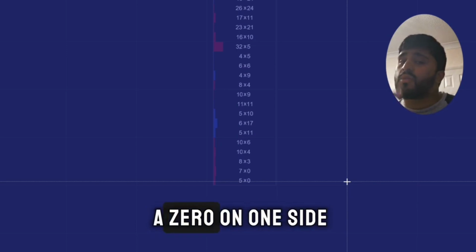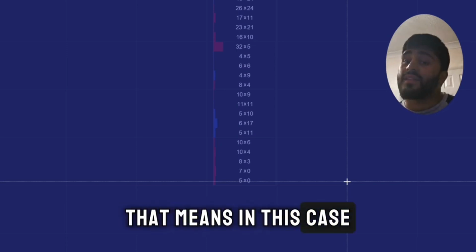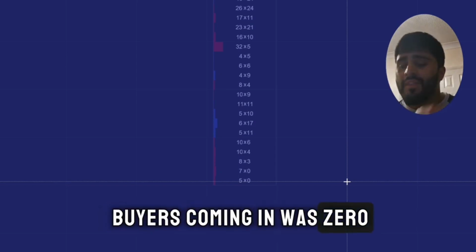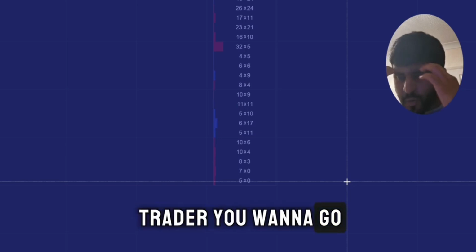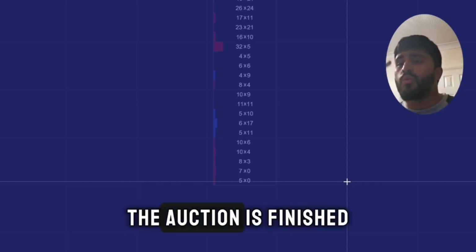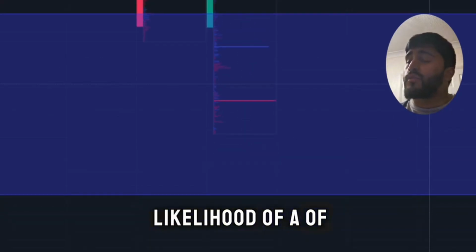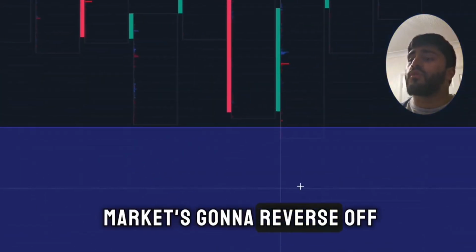When you see a 0 on one side, that means in this case the ask, so the total number of aggressive buyers coming in, was 0. That means buyers and sellers have agreed that this is a fair price, right? So as a trader, when I see a 0, the auction is finished, which therefore increases the likelihood of a reversal. So you know the market's going to reverse off this area.